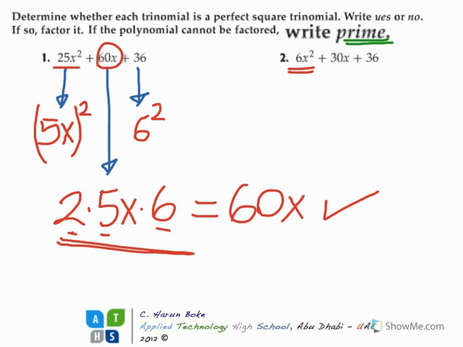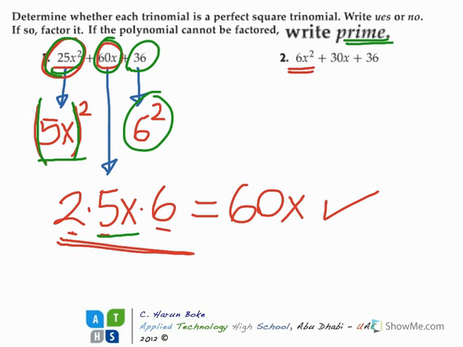So, it is exactly the same as before, just that we have this number in front of x squared, which we have to check if it's a perfect square or not. Now, let's repeat. For 36, it's a perfect square. For 25x squared, it is (5x) squared in parentheses. And for 60x, we just check if twice the product of 5x and 6 gives me 60x, which is yes. Hence, this is a perfect square.